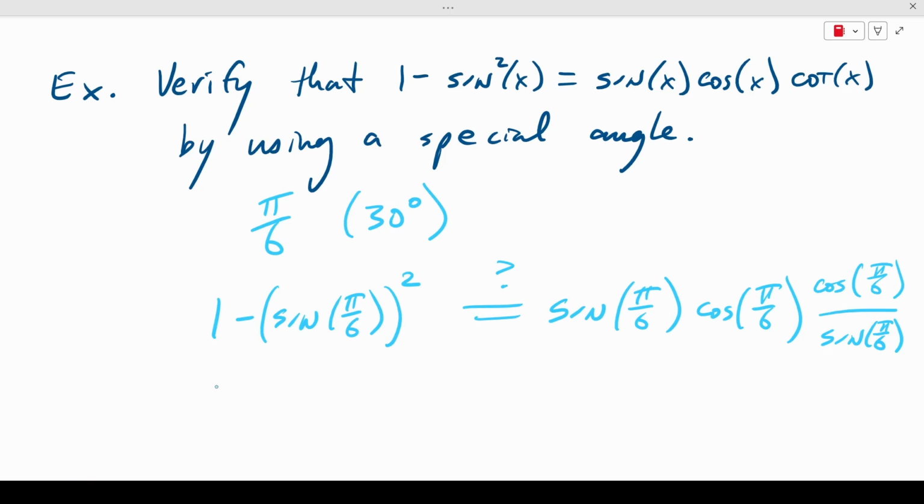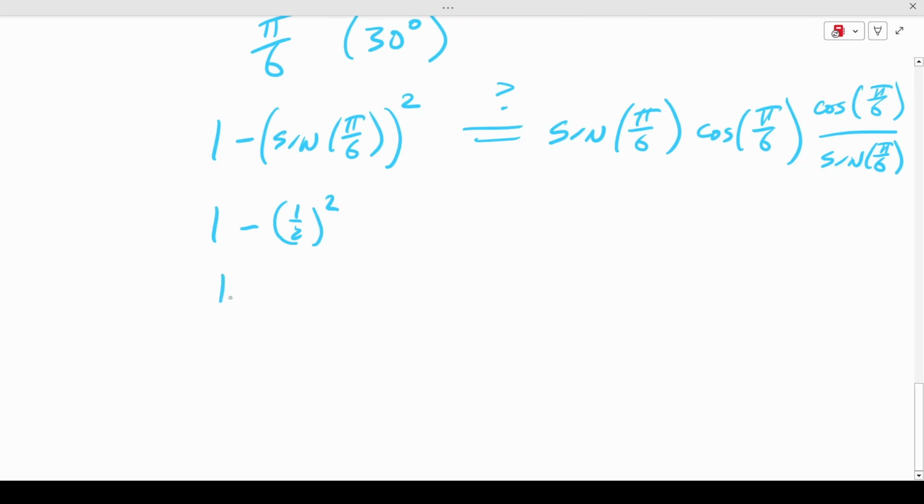Okay, so what do I have on the left? I have 1 minus 1/2 squared. So that's going to be 1 minus 1/4, which is 3/4. Okay, so let's see if the right-hand side is 3/4. If it is, then perhaps this statement is true. If it's not 3/4, and I didn't make a mistake anywhere, then it's definitely false.